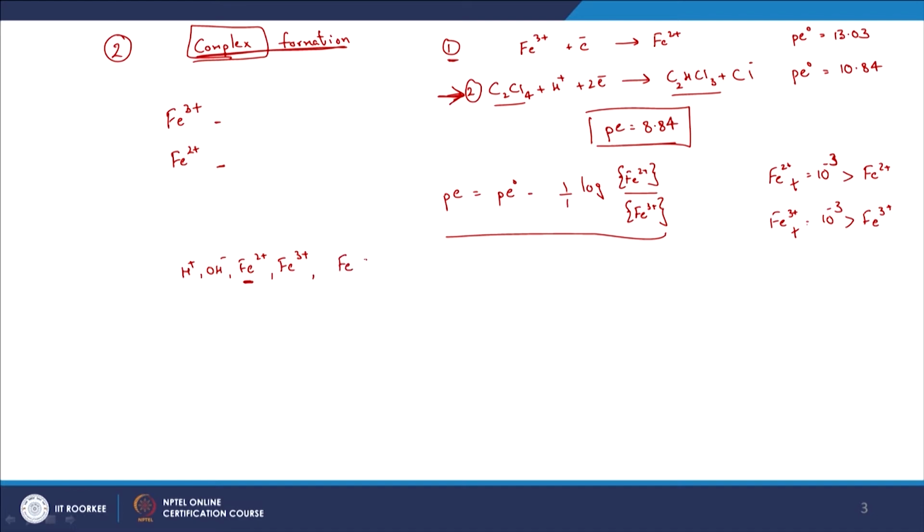So FeOH2+, Fe(OH)2+, Fe(OH)3 with neutral charge, which is still an aqueous complex, and Fe(OH)4-. So I guess these are the relevant complexes that I am going to consider.